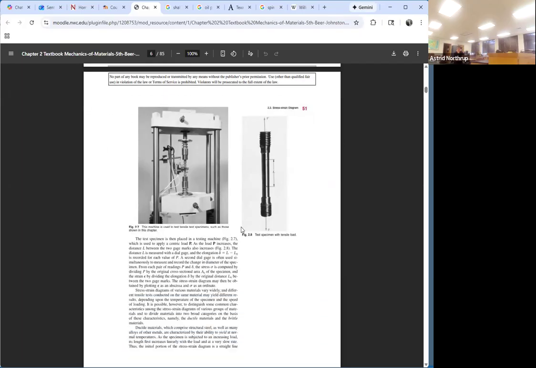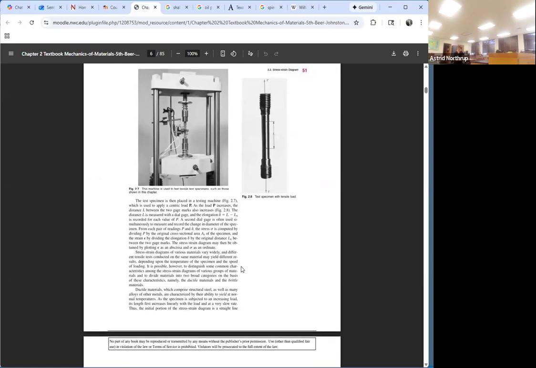Don't they do those to test their welds and stuff? They do. That's exactly correct. And to test just raw material and then to test the welded material as well.